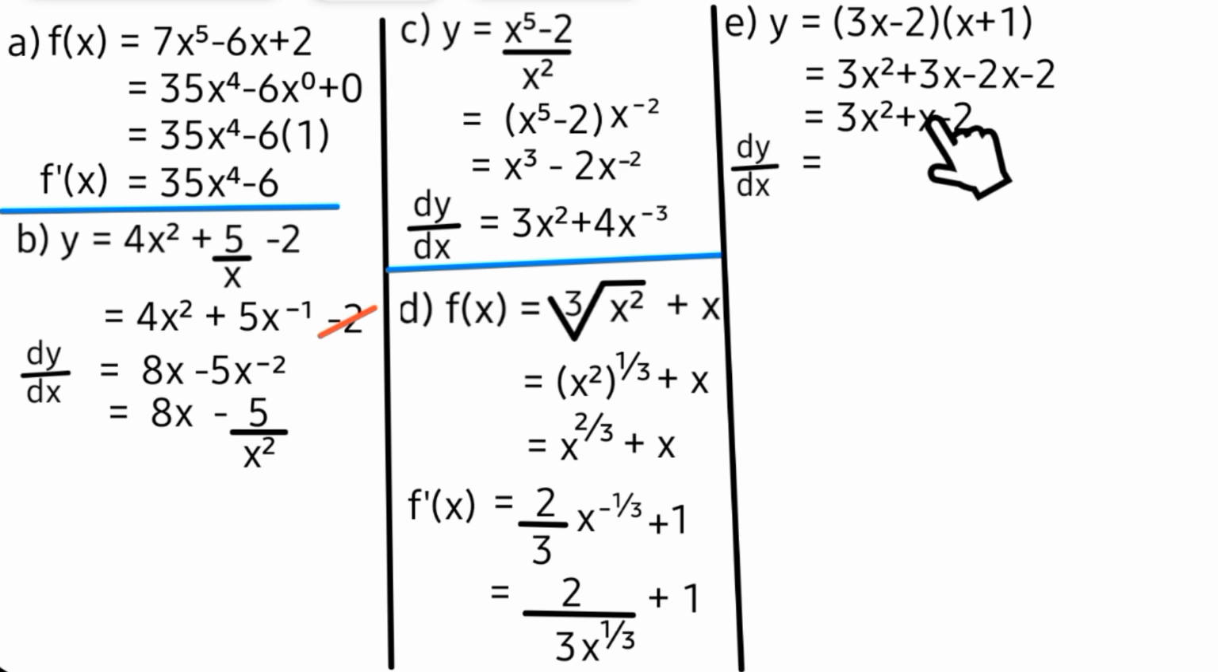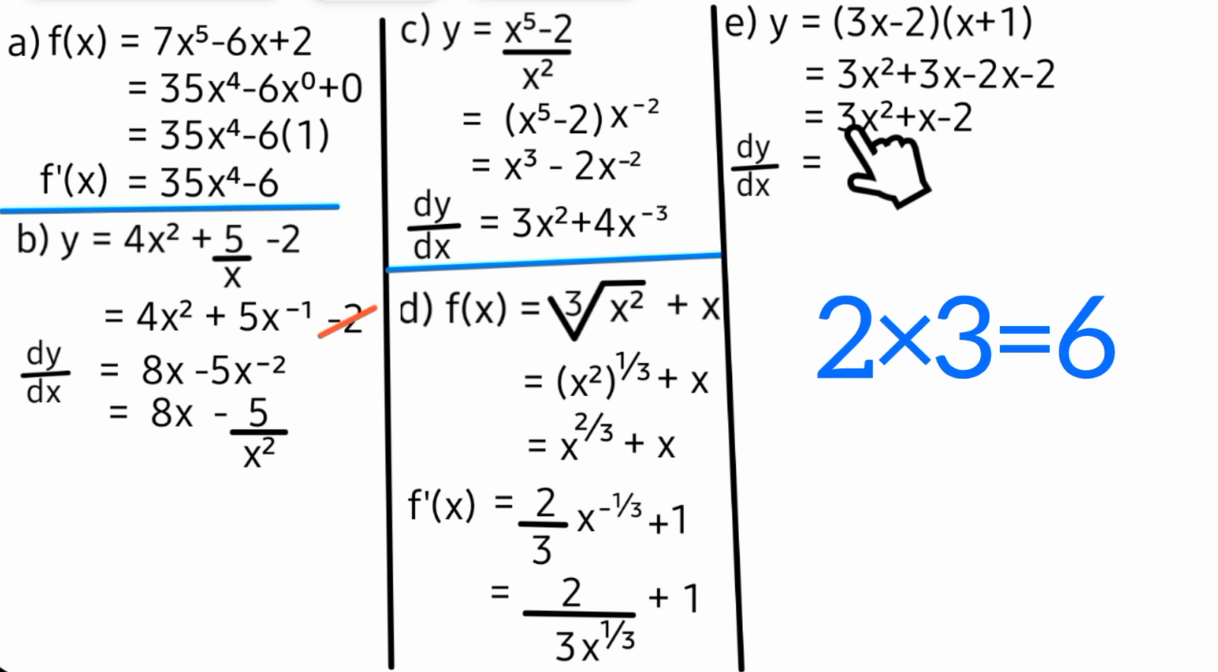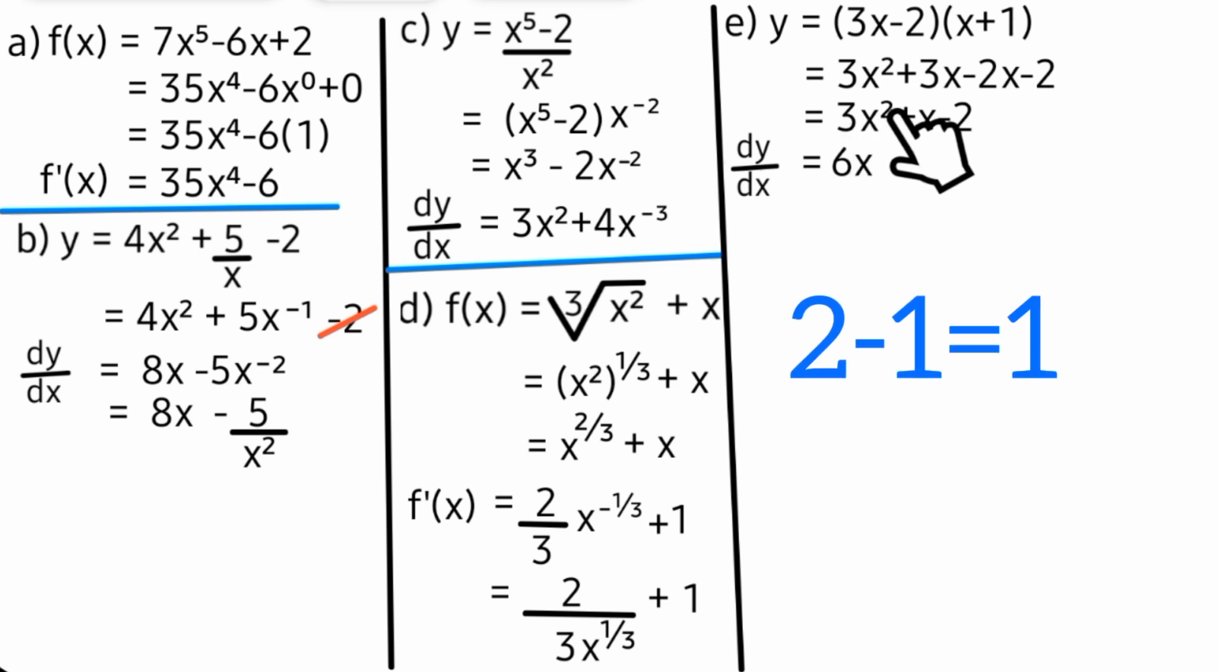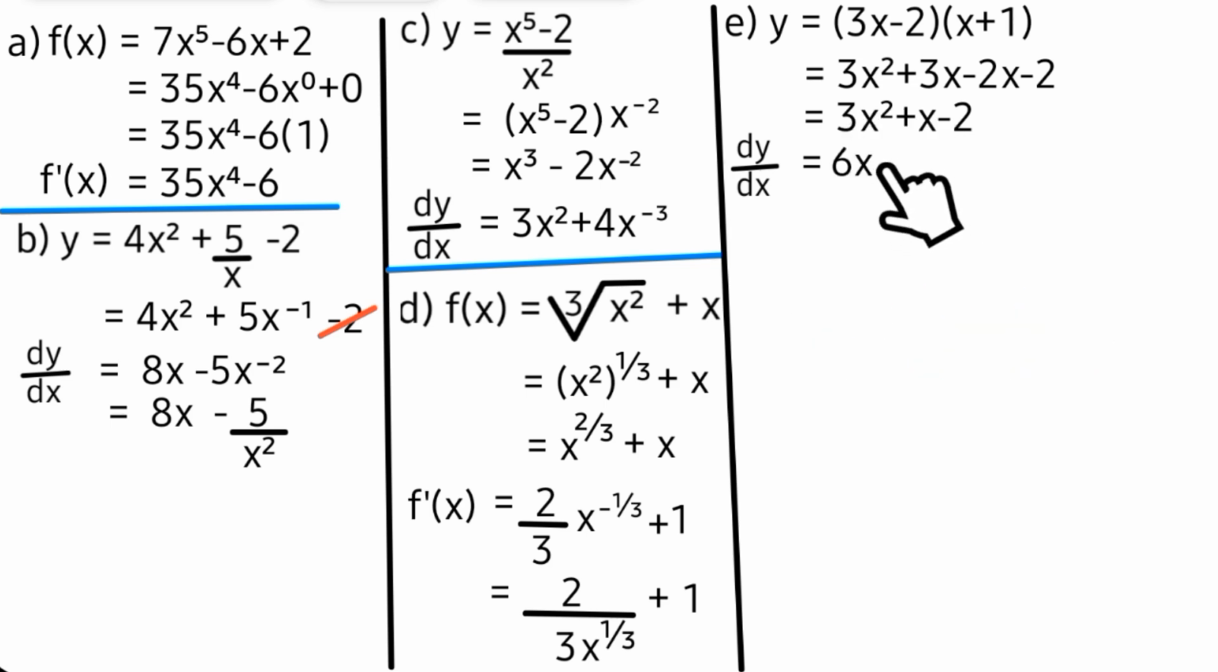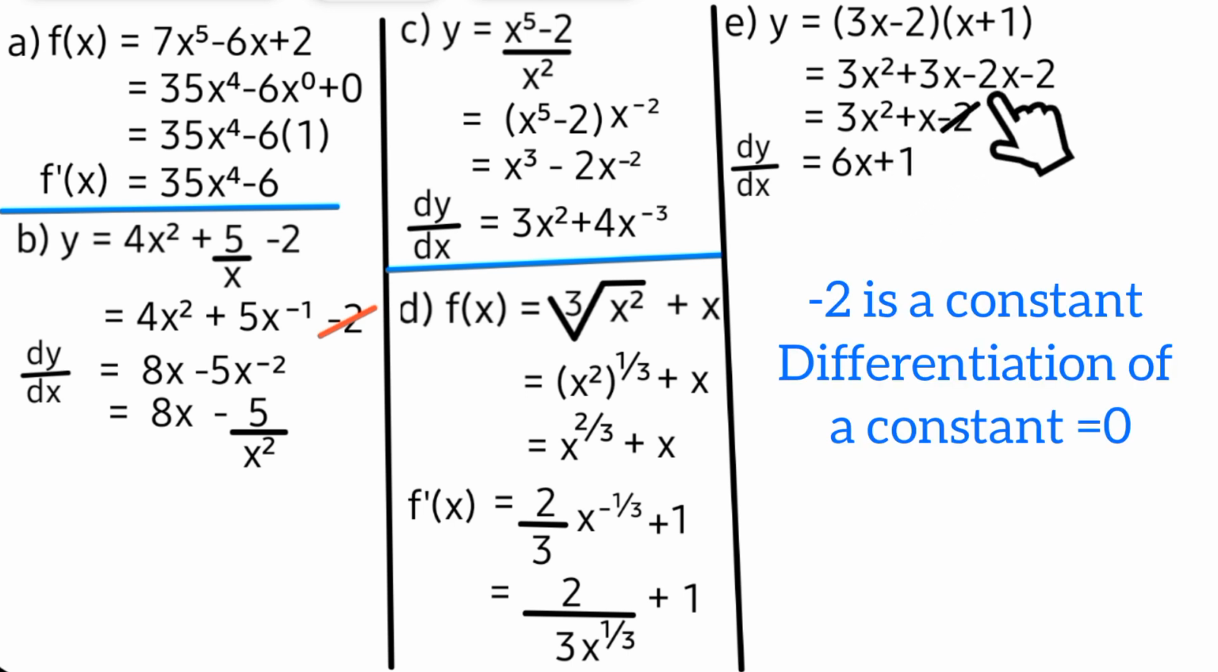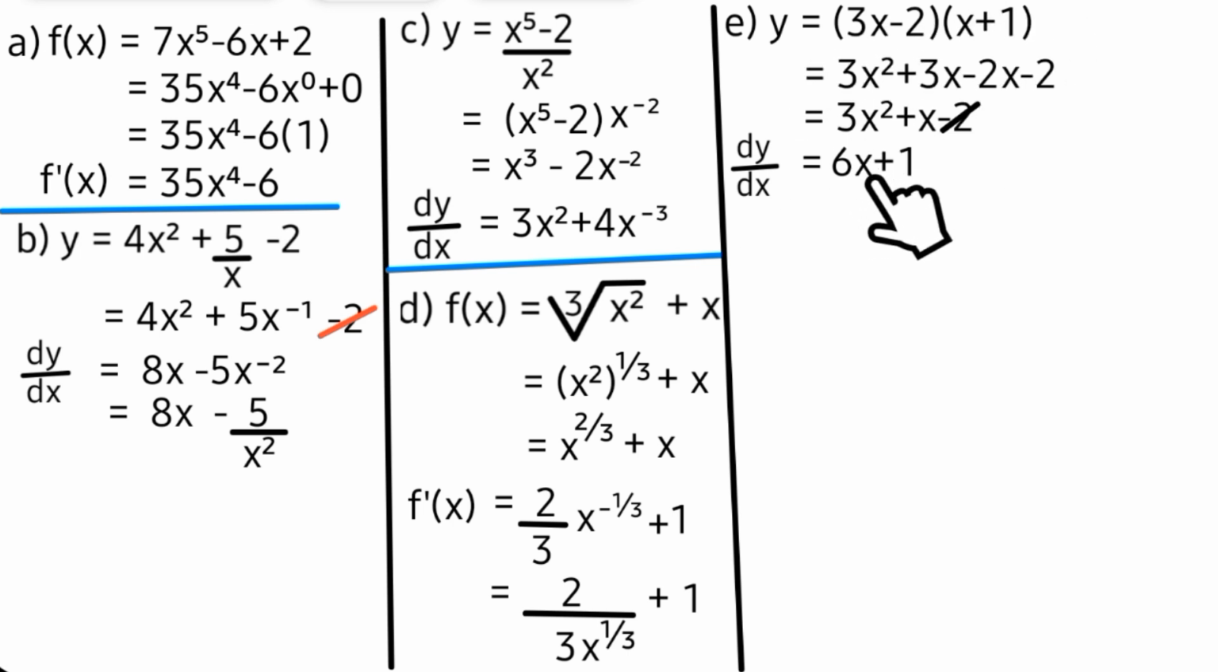Now let's differentiate this. 2 times 3x, 2 minus 1 gives 1. So the power of x here is 1. Plus differentiating x gives 1. Differentiating minus 2 is 0. So differentiation of this function gives 6x plus 1.